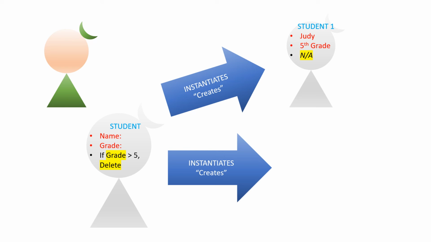She is then going to instantiate, or create, a second student, student 2. This student is named Jennifer, and the student is in the 7th grade. And because this does satisfy the conditions, student 2 is going to be deleted.